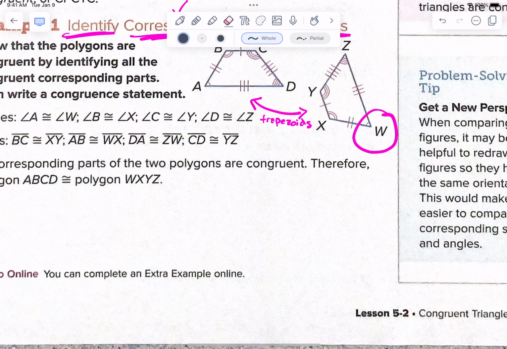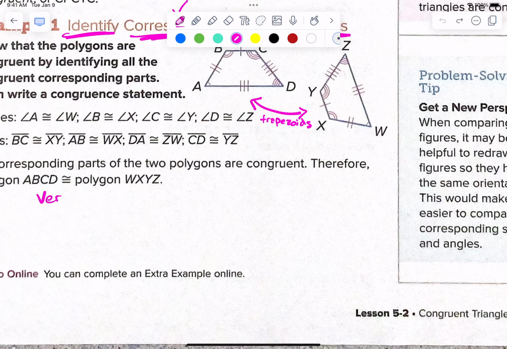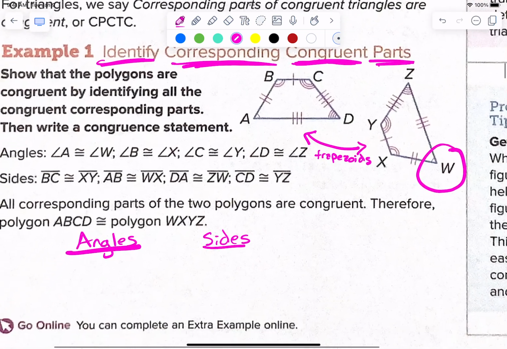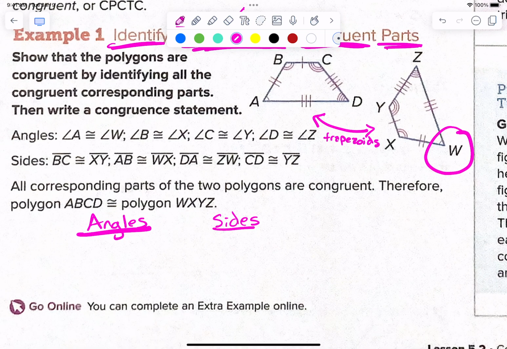So the parts of this are the vertices, or let's say the angles. Let's go angles, A-N-G-L-E-S. So put a column for angles, and let's do a column for sides. We're talking about the parts of a shape. We have the angles and we have the sides. Those are what makes up the polygon. Now we're identifying which ones are congruent to which one.